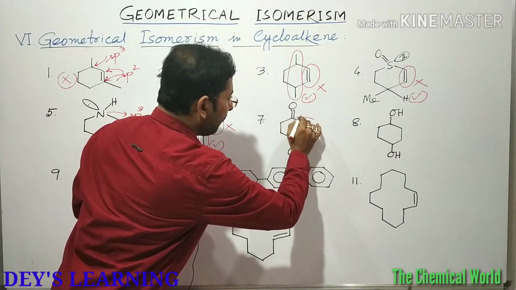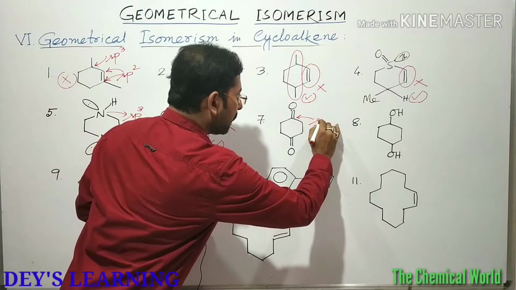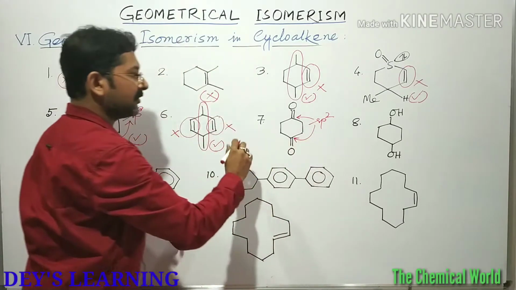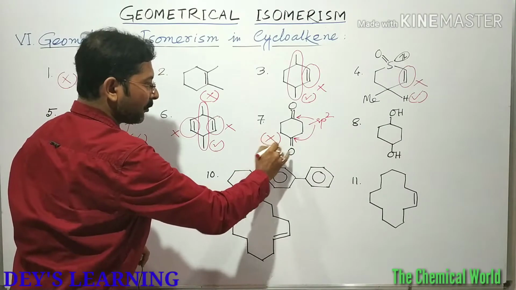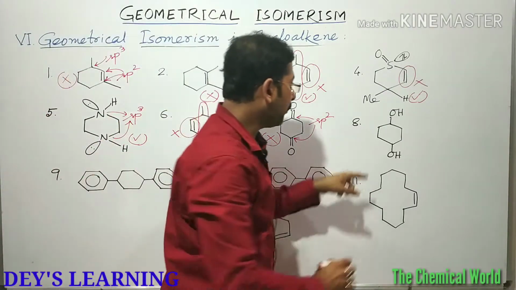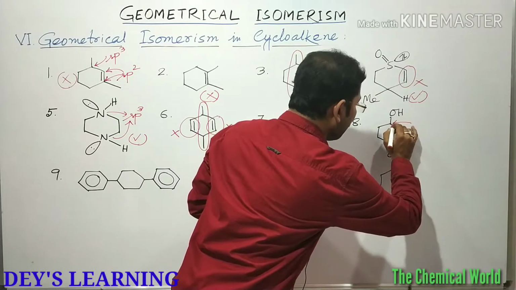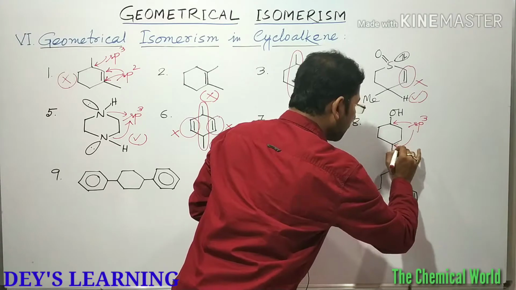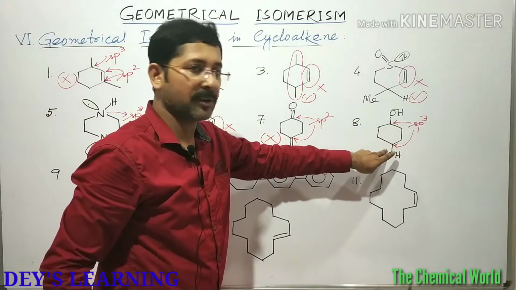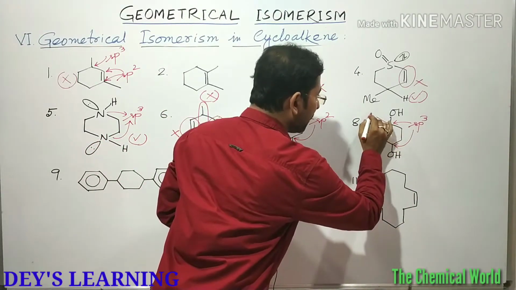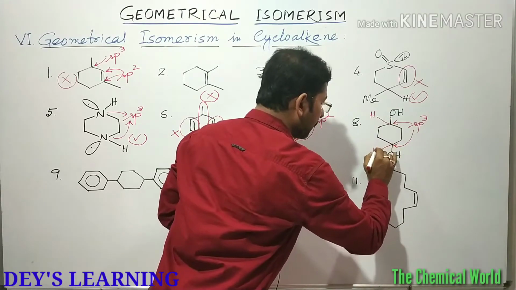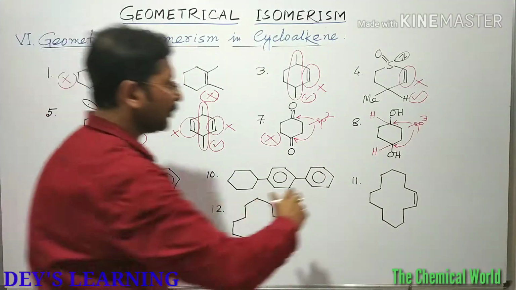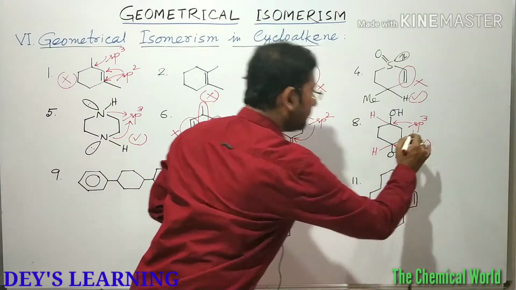Now in this molecule, parabenzoquinone, the carbon is sp2 hybridized. Again this carbon is sp2 hybridized, so geometrical isomerism is not possible here. In compound 8, these two carbons are sp3 hybridized with individually different units. This one is sp3 hybridized, this one is also sp3 hybridized. Of course there is a hydrogen on each. So these two carbons contain individually different units, so geometrical isomerism is possible here.